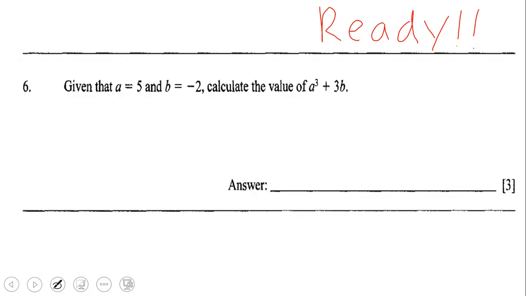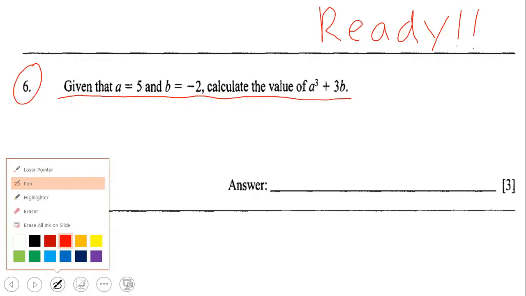We begin by reading the question, and the question states the following. Given that a equals 5 and b equals -2, calculate the value of a cubed plus 3b. I am going to give you an opportunity to attempt this question on your own, so I encourage you, please pause the video, attempt this question on your own, and I'll see you on the other side of the pause.